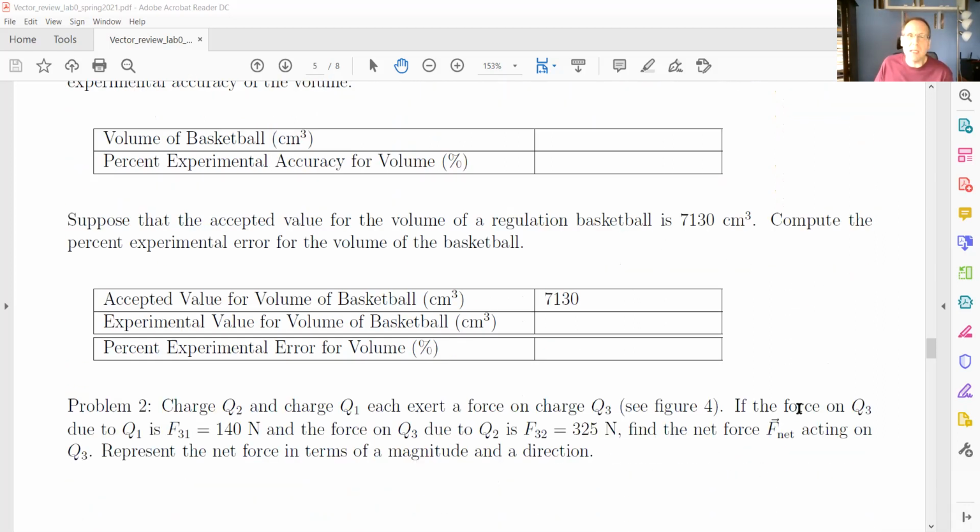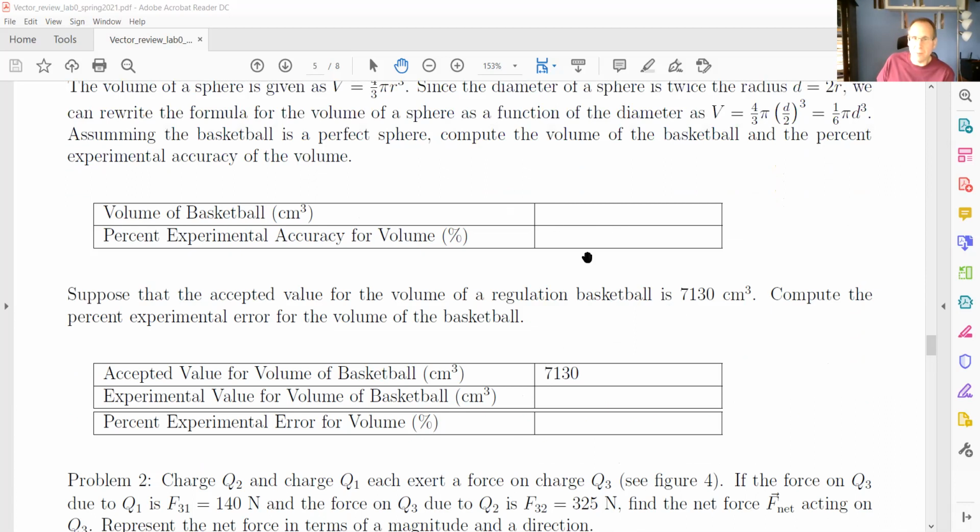Okay, then suppose that the accepted value for the volume of a regulation basketball is 7,130 centimeters cubed. You have your experimental value, right? You just computed it here. This is your volume here. So I just want you to find the percent experimental error. Compare your experimental value with the gold standard, with the accepted value. Okay, so that basically was the 2 problems that involve percent experimental accuracy and percent experimental error.